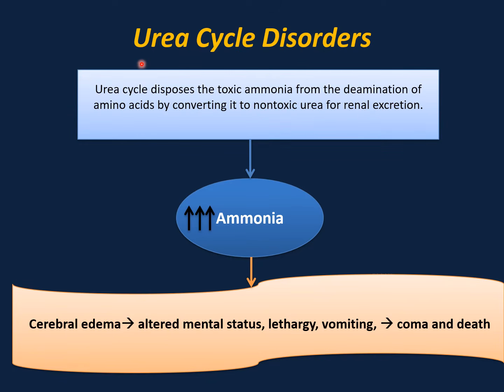If there is an enzyme deficiency in the urea cycle, this will be associated with a high ammonia level, and in cases of urea cycle disorders, the ammonia level is usually very elevated, even in the thousands. So when this ammonia reaches the brain, it will cause cerebral edema, altered mental status, lethargy, vomiting, herniation of the brain, coma, and death if it's not treated early.